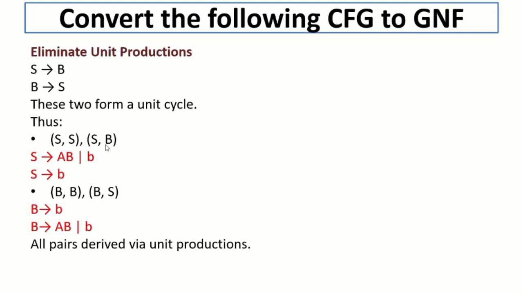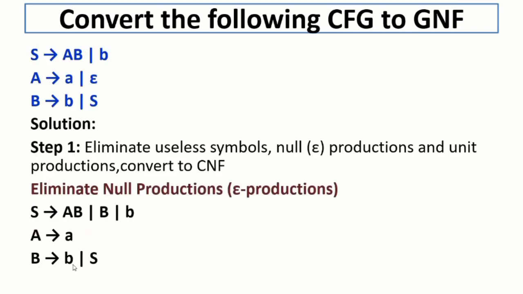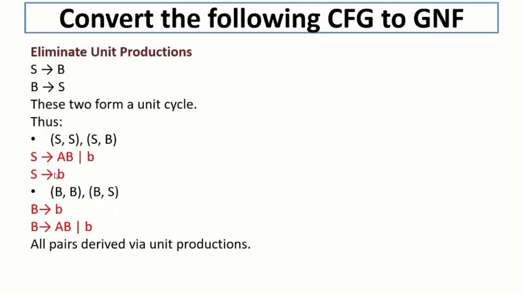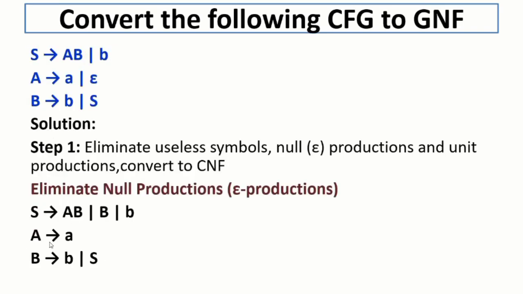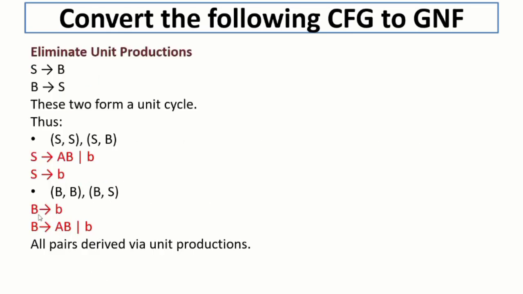Next pair S, B. Left hand side capital S, in the right hand side write the production of capital B. Then B tends to terminal symbol b, leave the unit production. Here you write S tends to terminal symbol b. Next B, B. In the left hand side capital B tends to right hand side B production. B tends to terminal symbol b, leave unit production capital S. Here you write B tends to terminal symbol b.